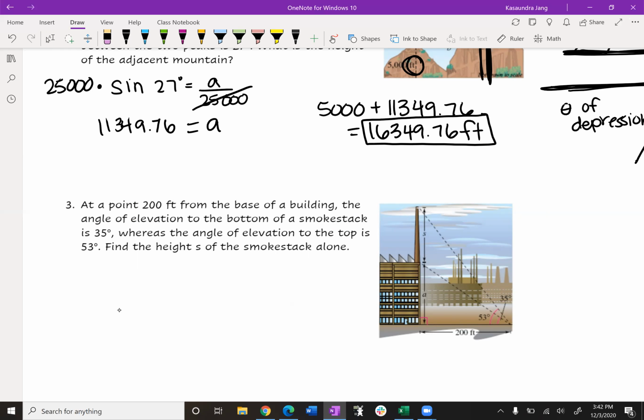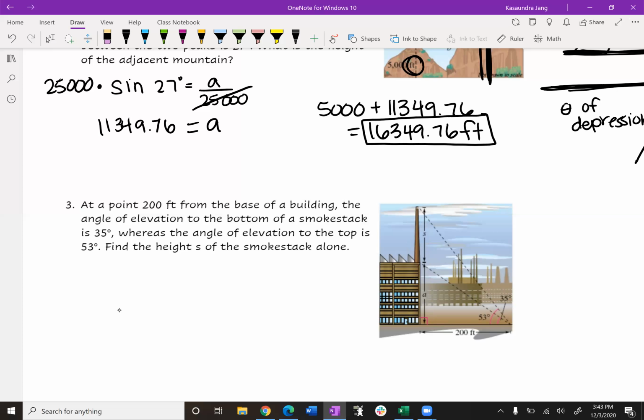And they want us to find the height of the smokestack alone. So not like this whole distance, including the building and everything. They just want the height of this smokestack. So I think I'm gonna have to get 2 different numbers here. I'm gonna get the overall height, and then I'll subtract off this bottom height, and then whatever is left will be the height of the smokestack.